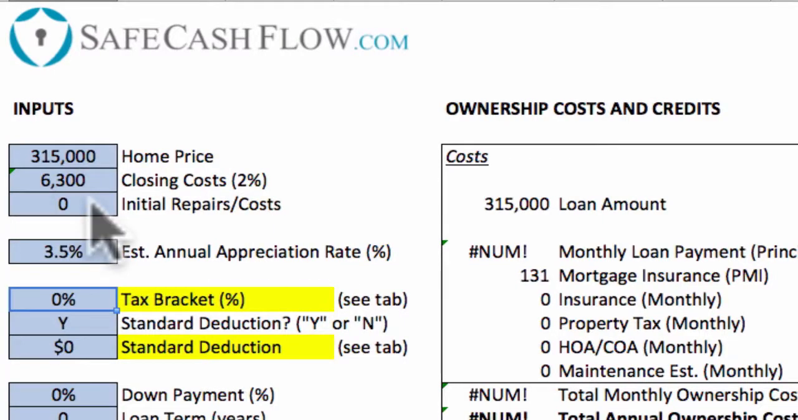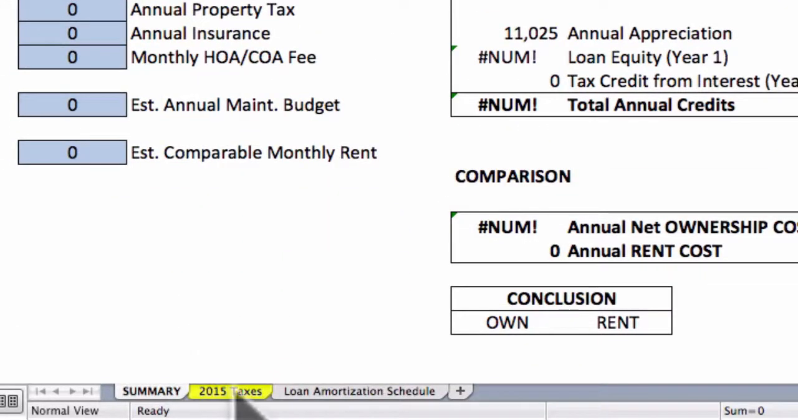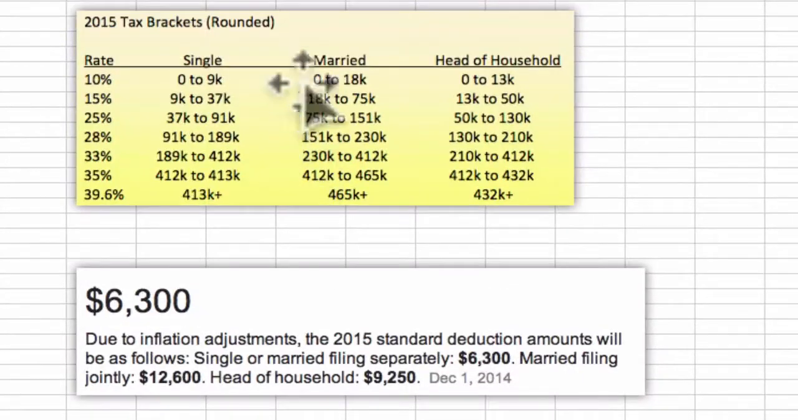The tax bracket or your tax rate is something that we're going to help you with on this sheet. If you don't know what your tax bracket or your tax rate is, just go to the tab on the bottom here. It says 2015 taxes. Click on that and it'll show you what the tax brackets were for 2015. So we're going to assume we're a single person and we make between $91,000 and $189,000 a year. That's our adjusted gross income. That means we're in a 28% tax rate.